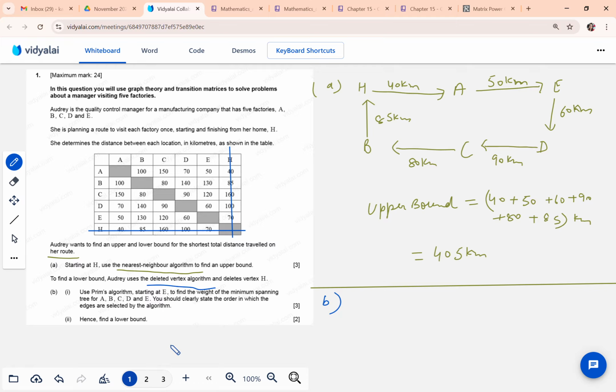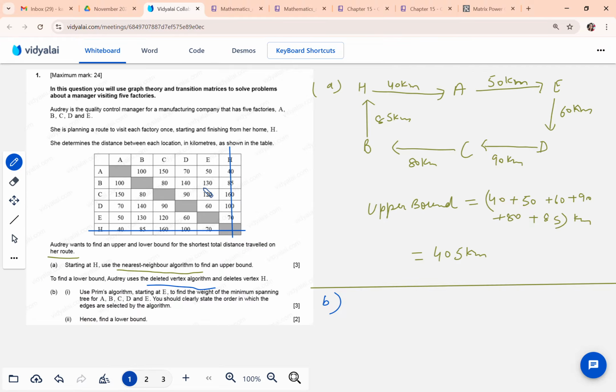So here we need to find out the minimum spanning tree. A tree is one in which we don't have any cycle. Here we need to find the minimum spanning tree. For that, we will take the edges with the minimum weight. Okay, and H is already deleted. So first of all, here you can see the edge with the minimum weight.